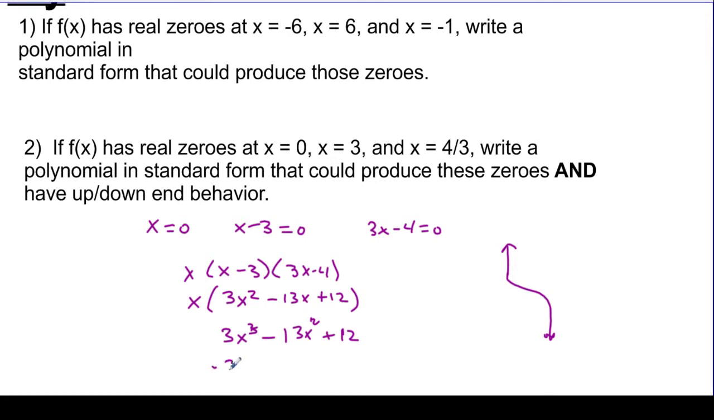So I'm going to say negative 3x cubed plus 13x squared minus 12x. And so this will fix our problem. Now I have a negative lead coefficient, which would mean that I have an up-down end behavior.